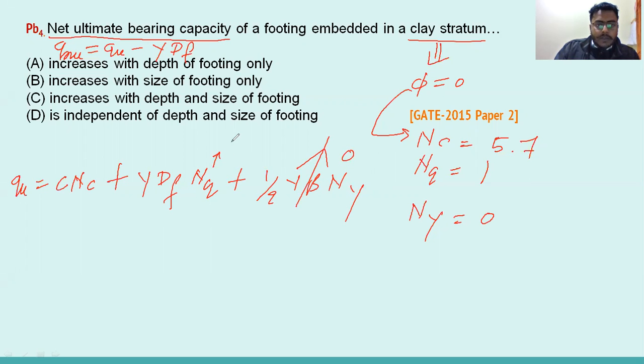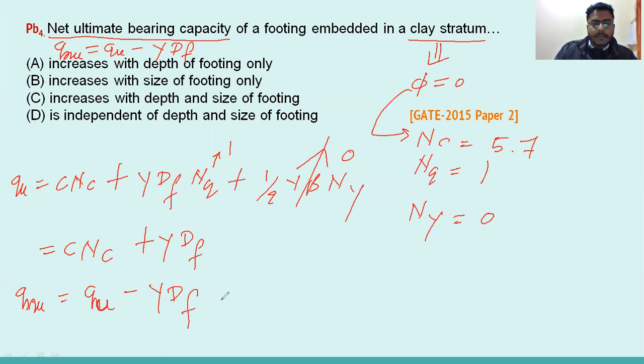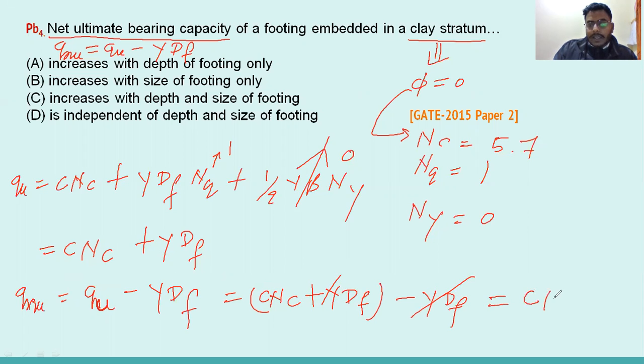Right? After we put the value n equal to 1, we can write q_u = cNc + gamma Df, so we can calculate the net ultimate bearing capacity. Net ultimate bearing capacity is equal to gross ultimate minus gamma Df. So we can put the value of qu: cNc + gamma Df minus gamma Df. So this will cancel. Finally, we got cNc equal to q_nu.